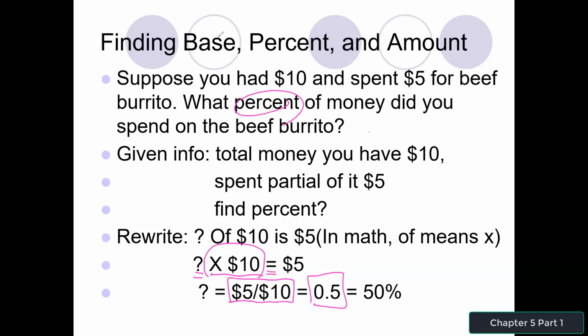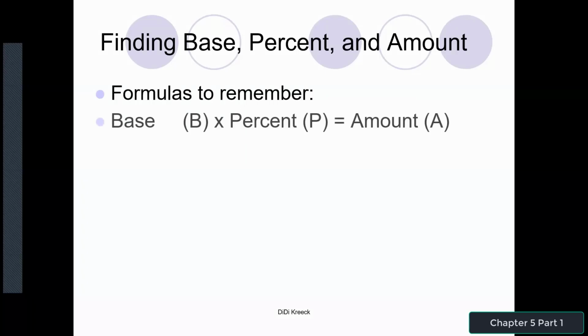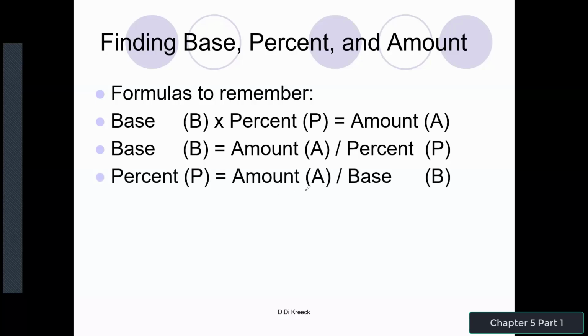So if we have base, percent, and amount, and any two of these numbers are given, we can find the third number, okay? So the equations for looking for base, percent, and amount will be as such, okay? Base times percent gives us the amount, and base equals amount divided by percent, or percent equals amount divided by base, and then we need to convert that into a percent.